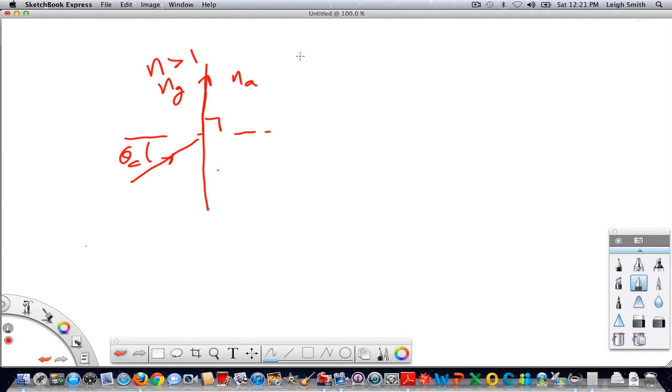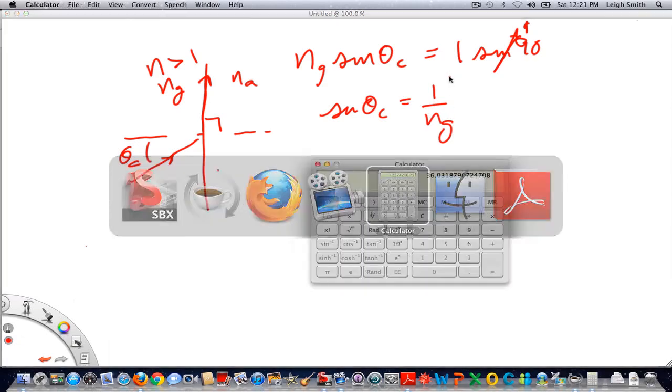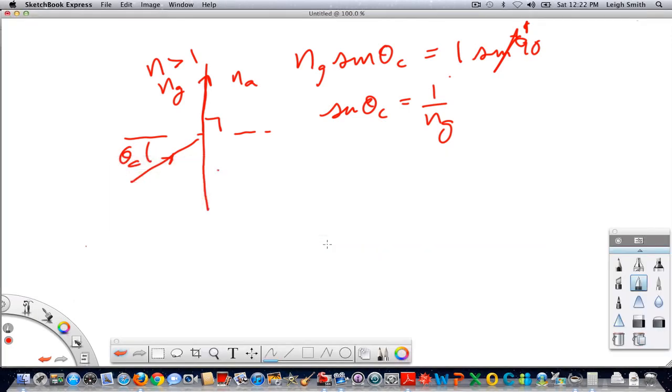Then I get n glass times sine theta critical equals 1 times sine of 90 degrees, but this is equal to 1. So the sine of the critical angle is just 1 over n glass. Since glass is usually 1.5, the inverse is 0.667, and then the inverse sine gives you about 41.8 degrees as the critical angle, or about 42 degrees.